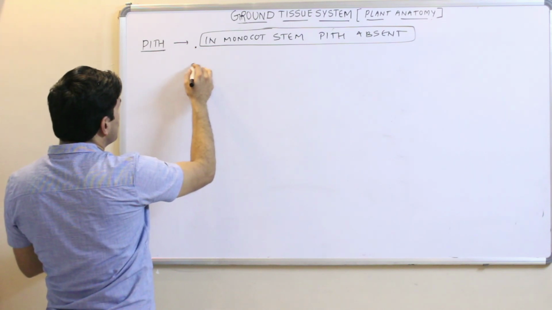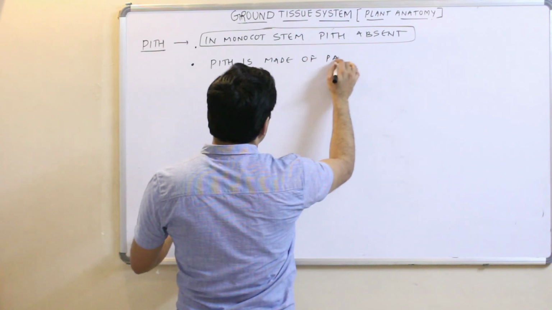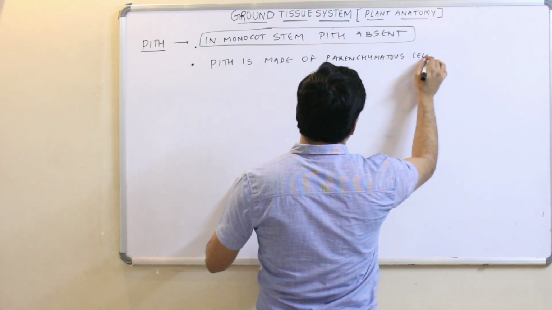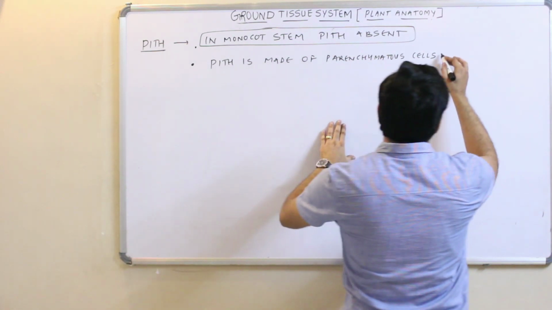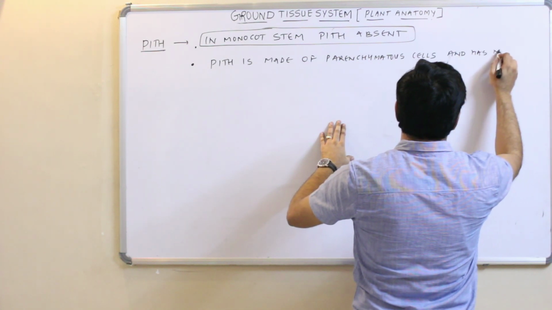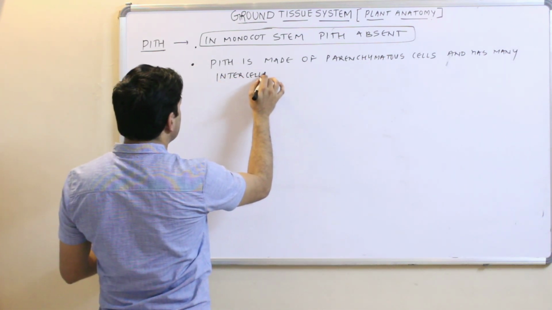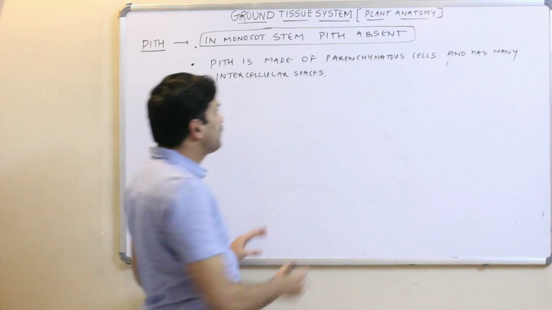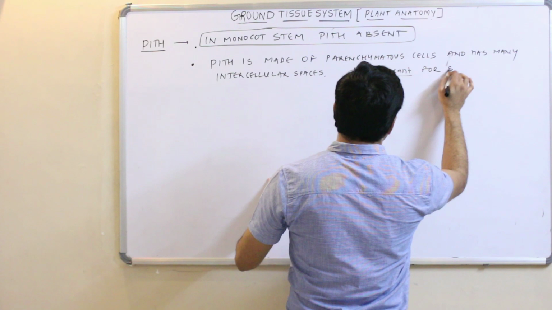Point number 2. Pith is made of parenchymatous cells and has many intercellular spaces. It is having the prime role of storage. It is meant for storage.